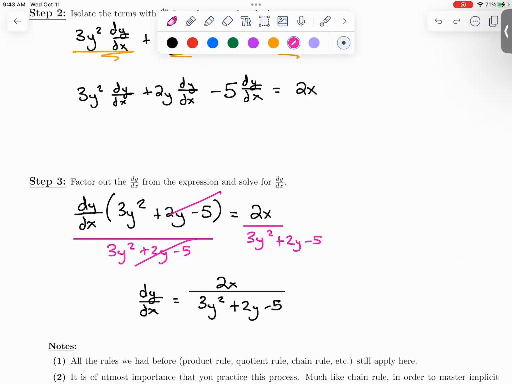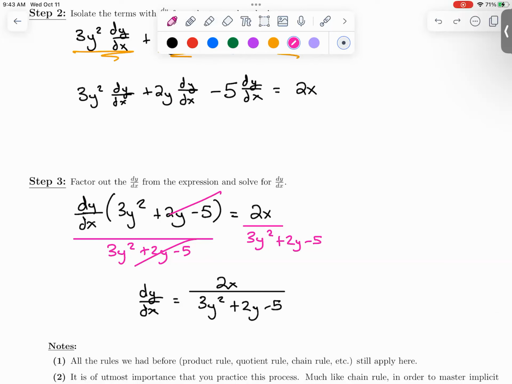As we said before, yes, your derivative now has x's and y's, which makes sense because your original equation was in terms of x's and y's. There was no way to write it purely in terms of x. So that's what we get.